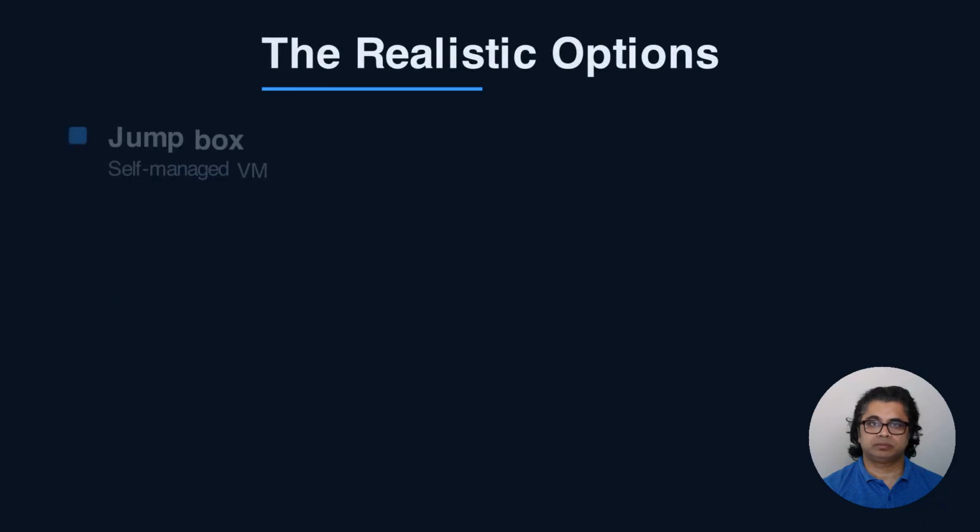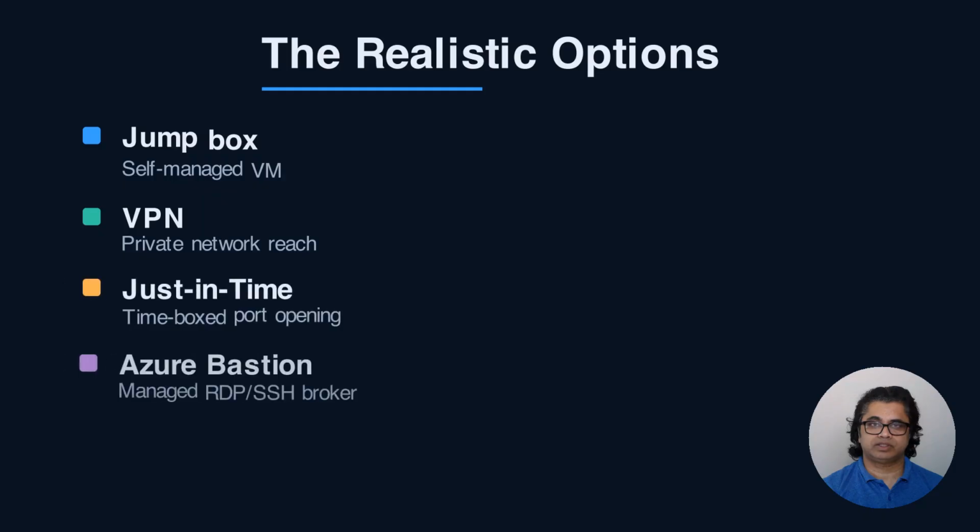You have 4 common approaches. 1. A self-managed jump box, a hardened VM with a public IP that you connect to first. Cheap, but it's a VM you must patch and defend. 2. A site-to-site or point-to-site VPN, virtual private network, so you reach VMs over private IPs. Great if you already run one. 3. Just-in-time VM access via Microsoft Defender for Cloud, which opens the management port only for a short window from a specific source. 4. Azure Bastion, a managed service that brokers RDP and SSH over TLS straight from the portal.